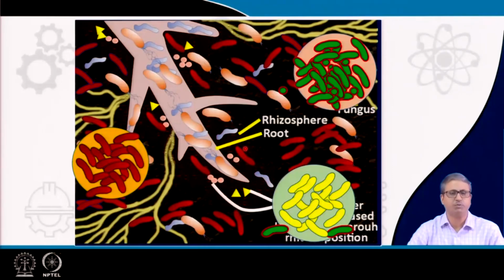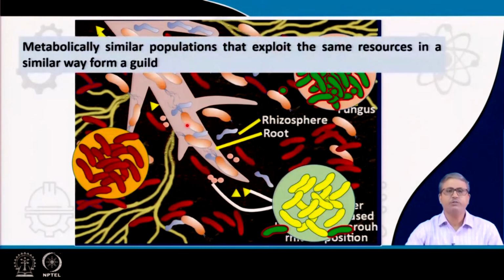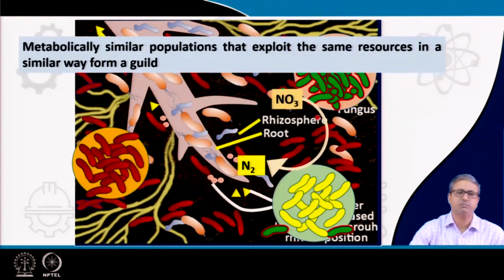So, we can see there are 3 populations which have grown into the soil, where a fraction of the plant root is also there. Now, these metabolically similar populations, for example, as we indicated earlier, population A and population B, exploit the same resources. For example, in this case I have considered nitrate as the electron acceptor for these 2 populations, the green population and the yellow population. These 2 are 2 populations. Both of them are capable of denitrification.